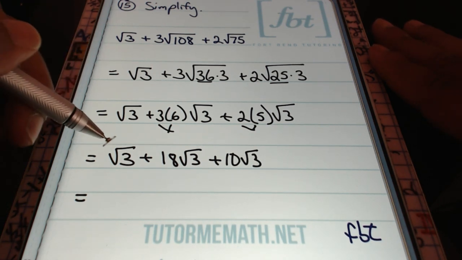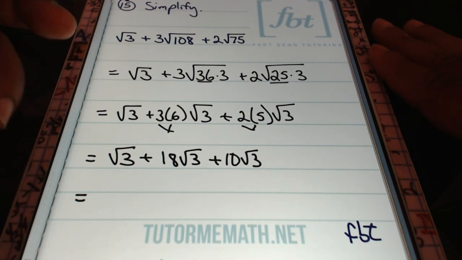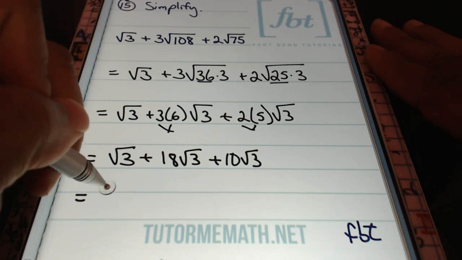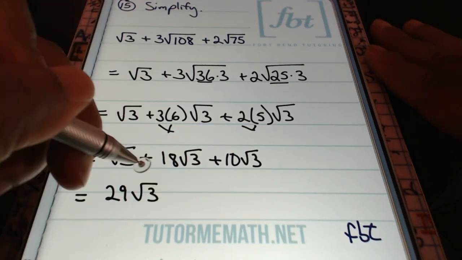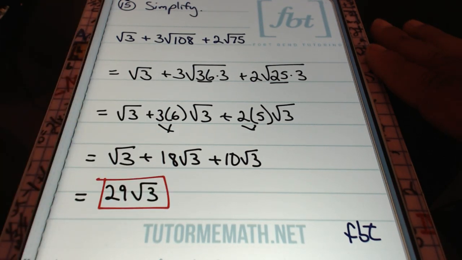We have 1 square root of 3, plus 18 square root of 3, plus 10 square root of 3. Adding all of that together, you'll end up with 29 times the square root of 3. And we are going to red box it. There you go.